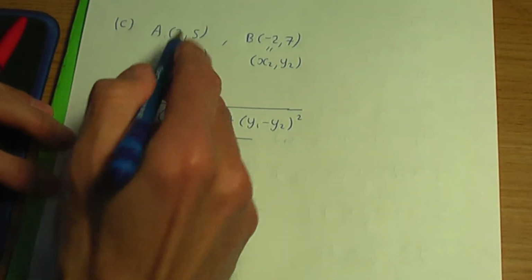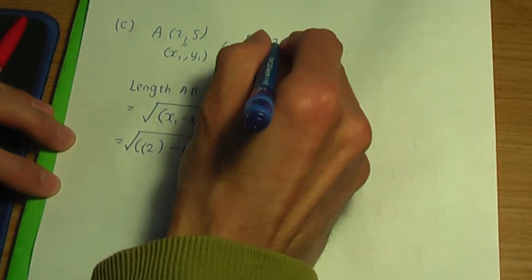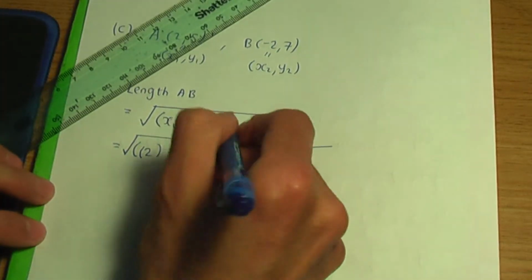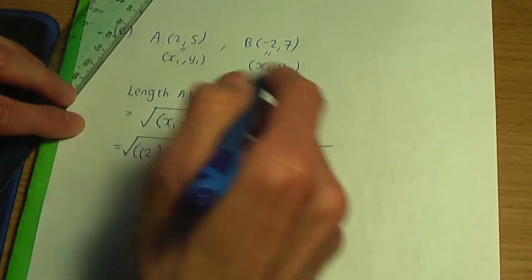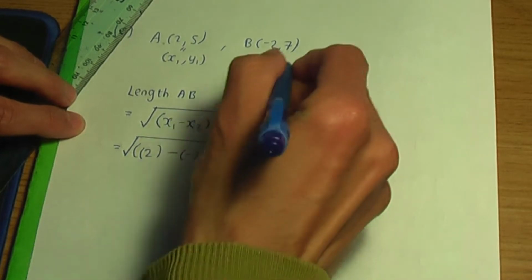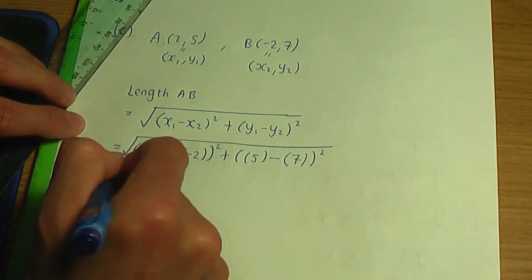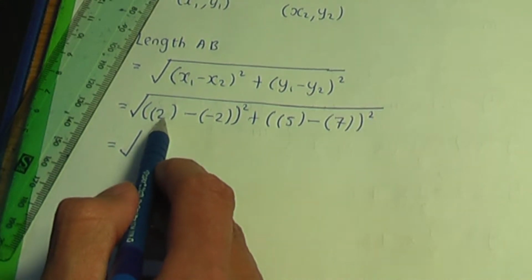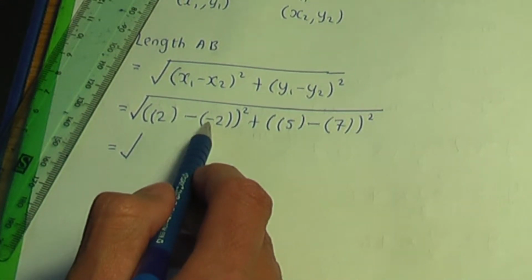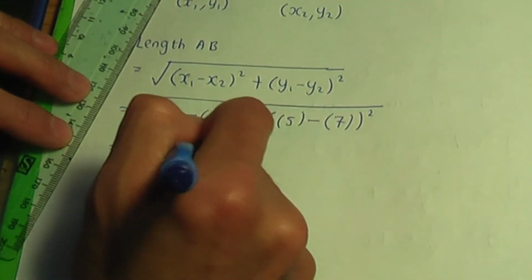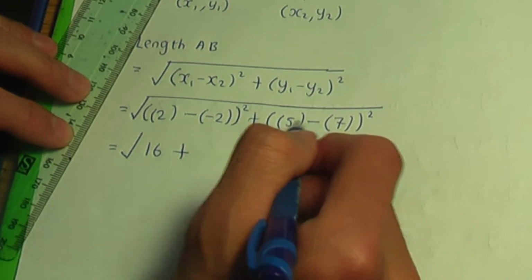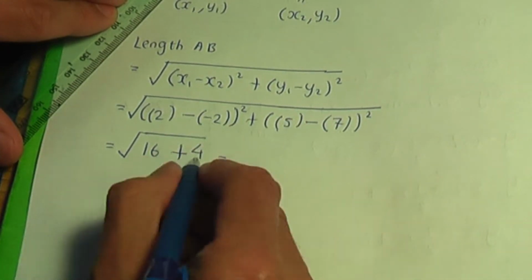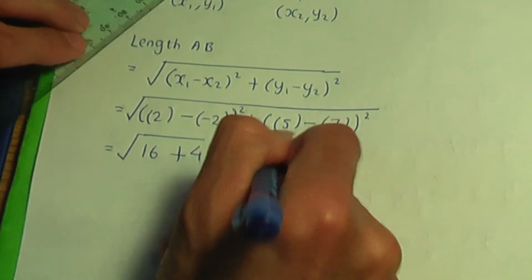Now x1 corresponds to 2, so 2 minus x2, that corresponds to minus 2 squared. Let me lengthen this root, plus y1 corresponds to 5, minus y2, that corresponds to 7 squared. So if we go the extra step and simplify further, we'll have the square root of 2 minus minus 2, which is 4, 4 squared is 16, plus 5 minus 7, which is minus 2, squared is 4. So when we sum this, 16 plus 4 is 20, so it's the root of 20.